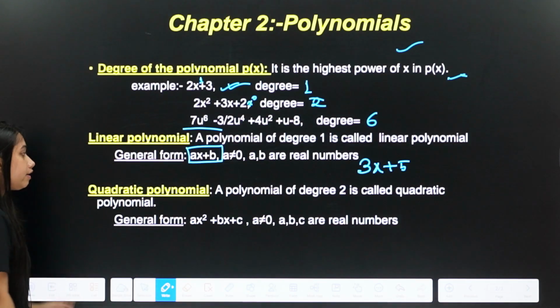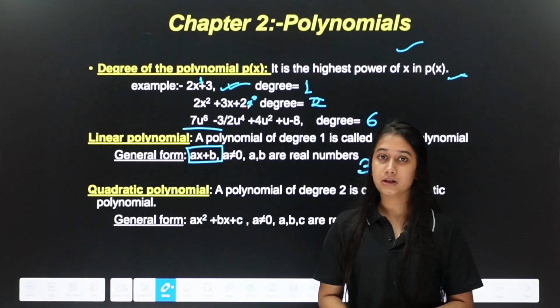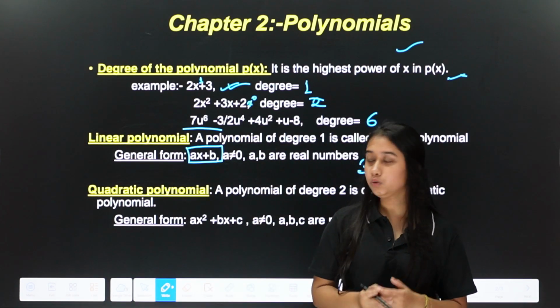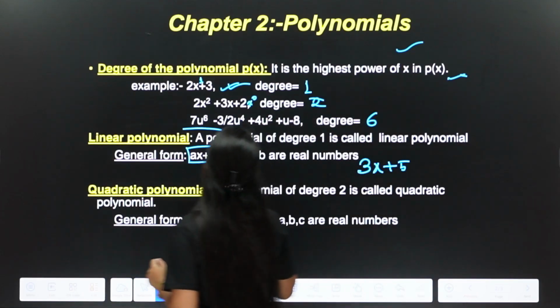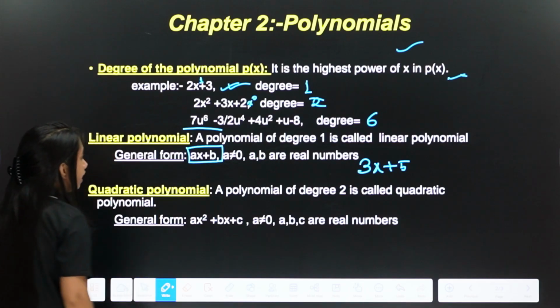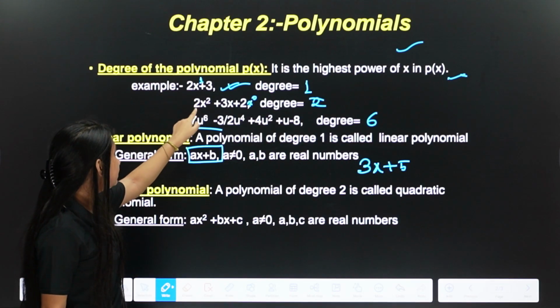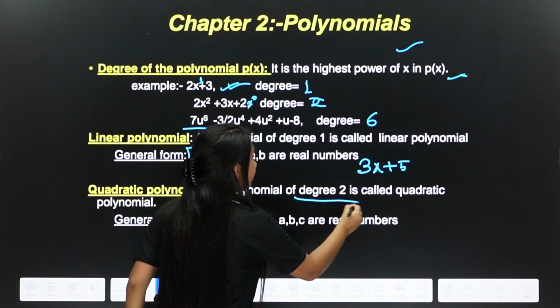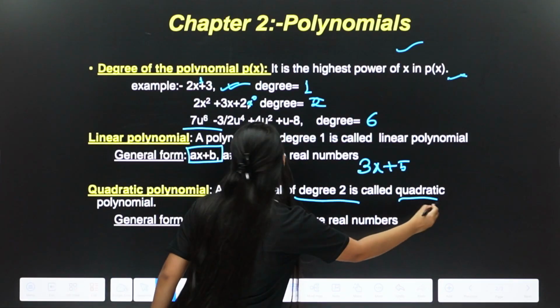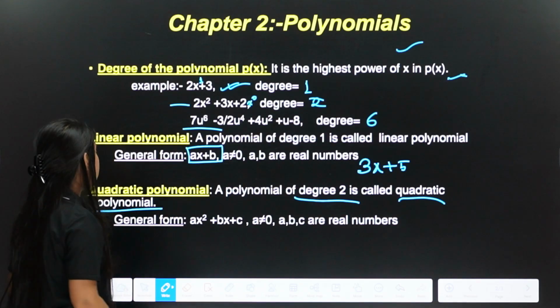Next, come to quadratic polynomials. What is a quadratic polynomial? A quadratic polynomial is a polynomial whose degree is 2. Our second example, 2x square plus 3x plus 2, has degree 2, that is, the highest power of x is 2. So it is a quadratic polynomial. Thus this is an example of a quadratic polynomial.